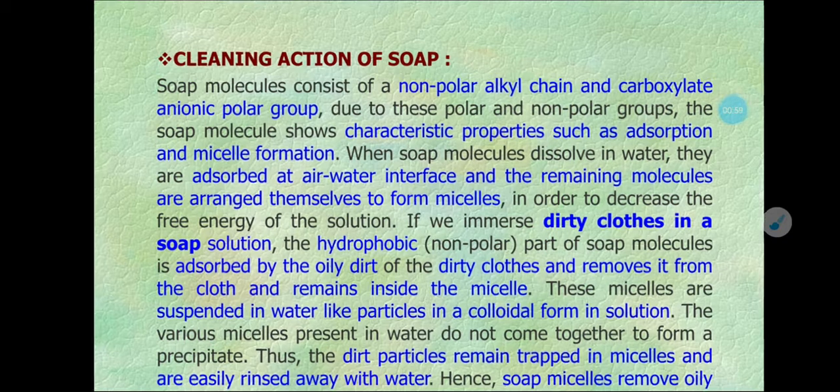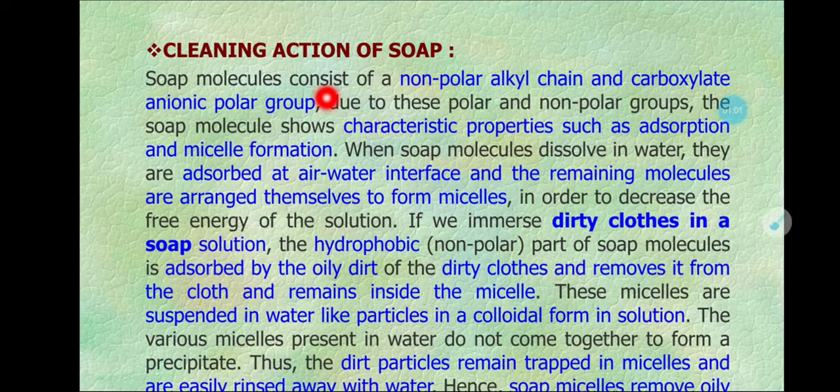So let us see. A soap molecule consists of a non-polar alkyl chain and a carboxylate anionic polar group. Due to this polar and non-polar group within a single molecule, the soap molecule shows characteristic properties such as adsorption and micelle formation.